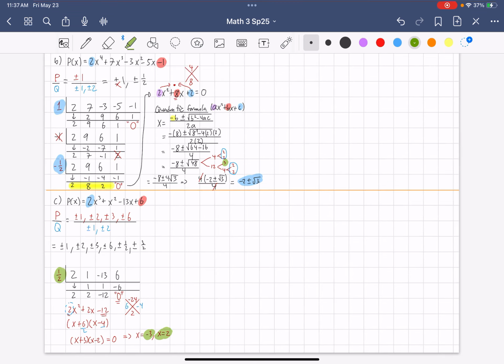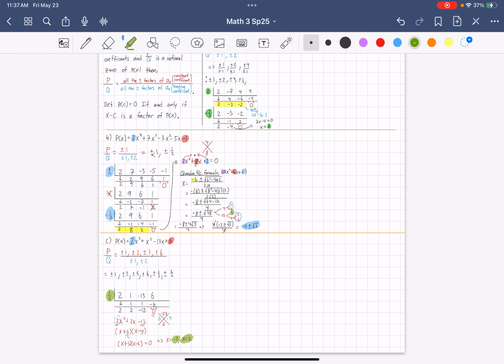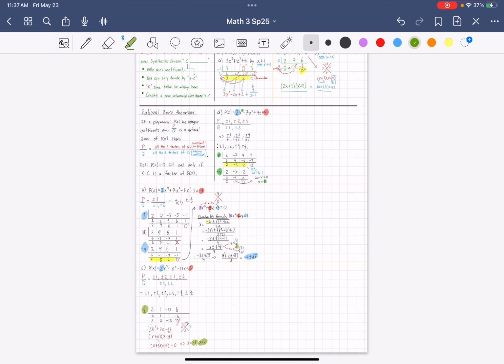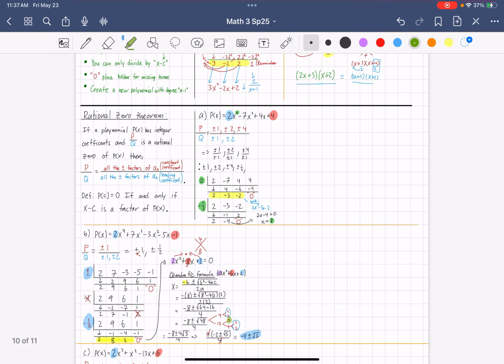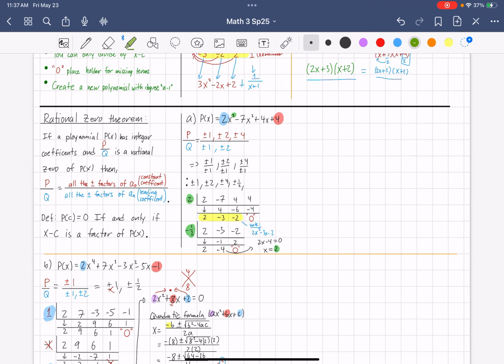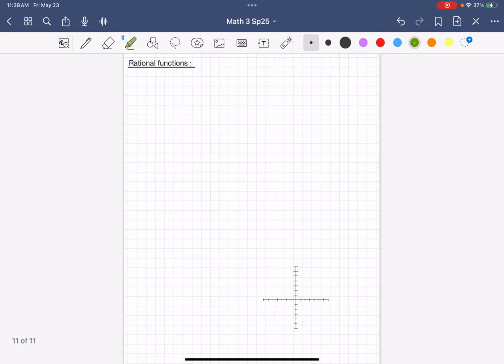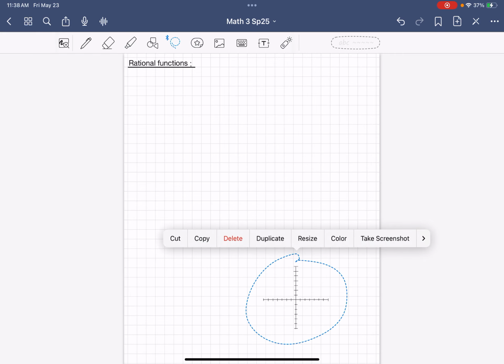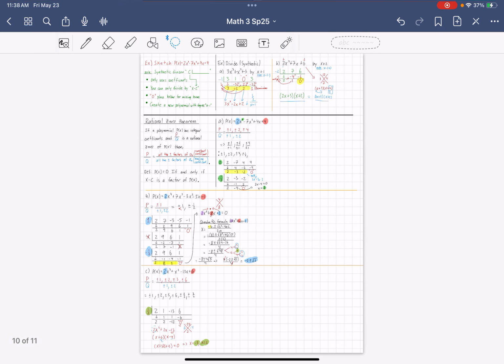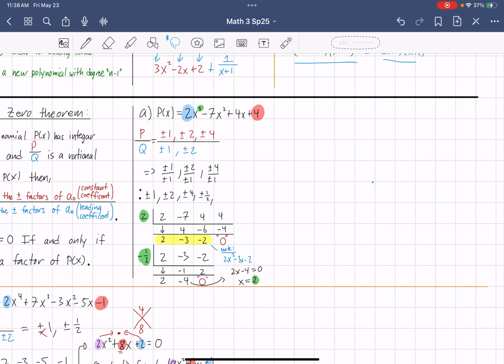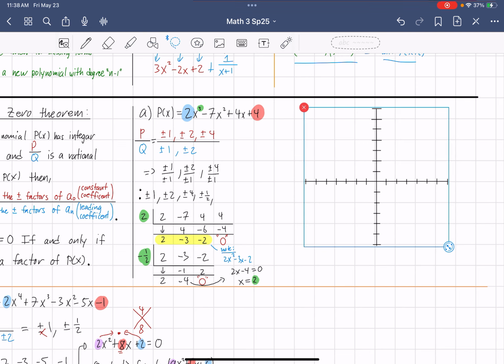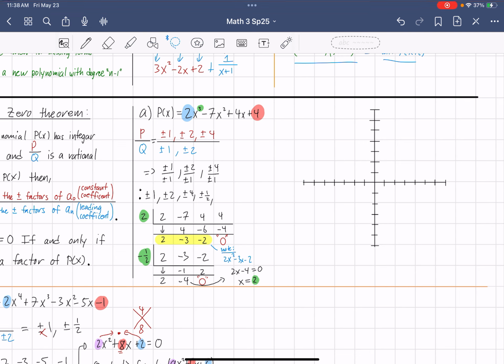But I'll stop the video here, and this is just using synthetic division to find your zeros. But don't forget, once you have your zeros, all you need to do is plot your zeros, do your end behavior, and you can graph them. Actually, I'm going to just copy this graph because it is that quick. I'll just graph them really fast.